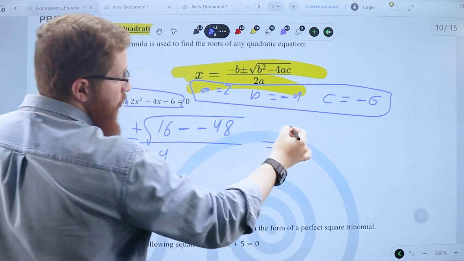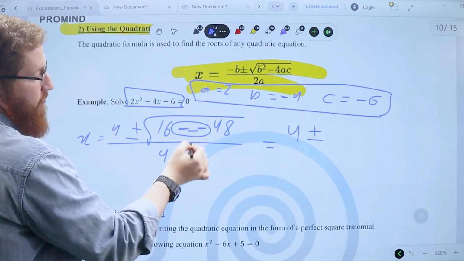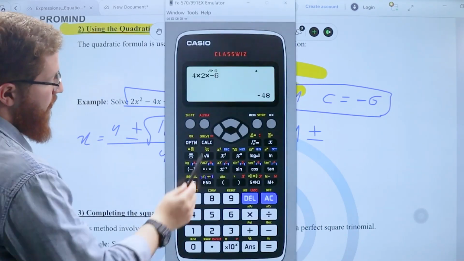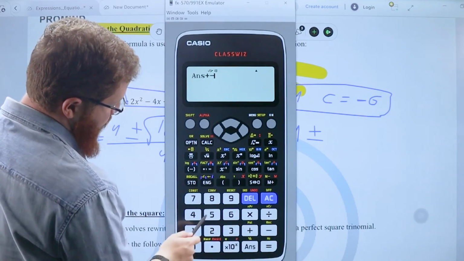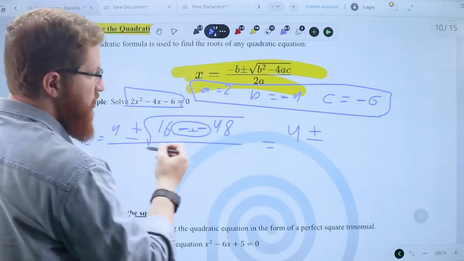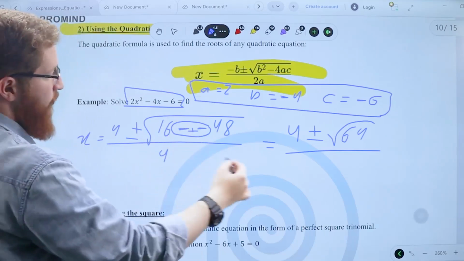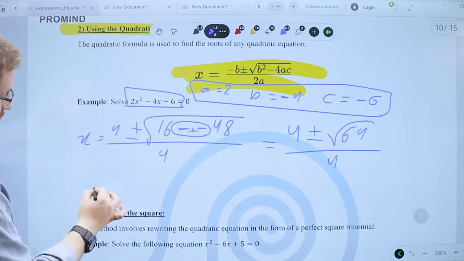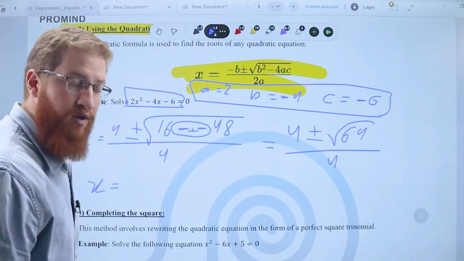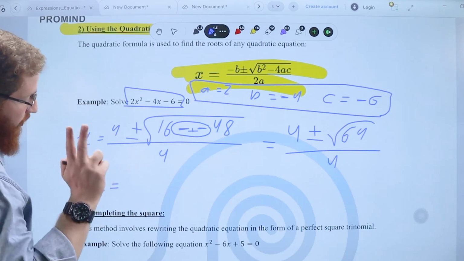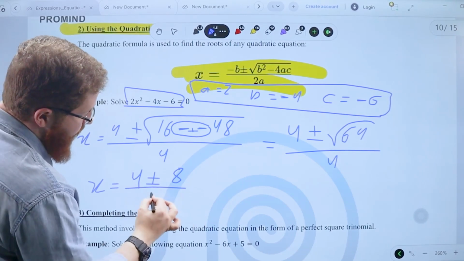Okay. Then 4 plus minus 16. This becomes positive 16 plus 48, which should be positive 64. Square root of 64 over 4. Very good. Then x equals 4 plus minus the square root of 64. 64 is actually a complete square, and its square root is 8. So it gives me 4 plus minus 8 over 4.